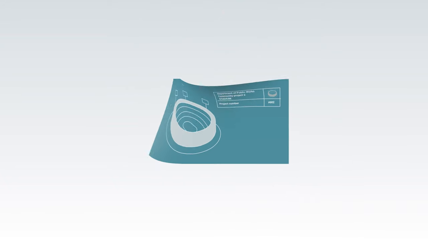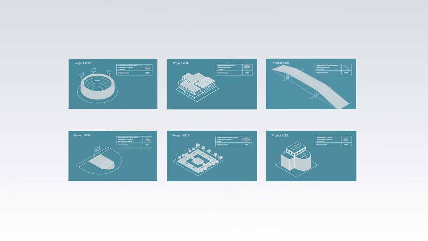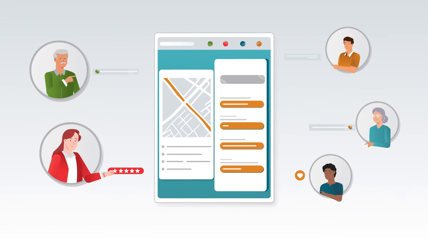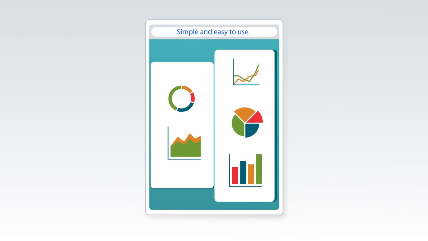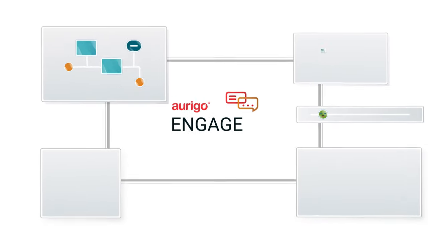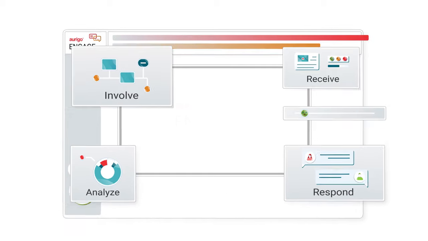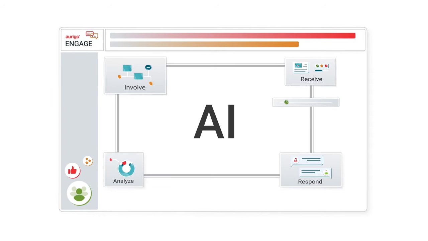Whether you're looking for feedback on a single initiative or your entire capital improvement plan, you need a modern digital solution for your community engagement process. What if you could reach a broader set of constituents, analyze the results quickly, and gain richer insights into the feedback provided? Aurigo Engage is an affordable, secure online solution that uses AI to streamline your engagement process.